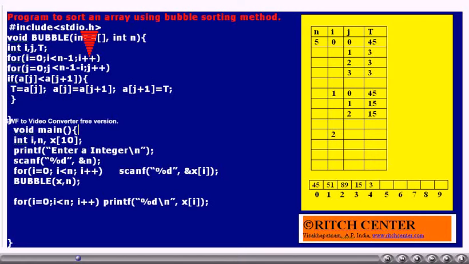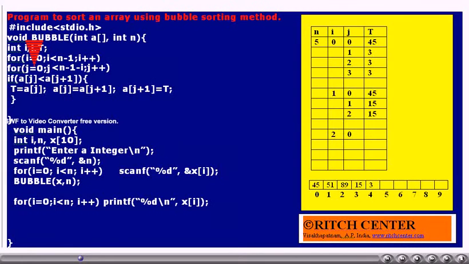Now j value will be incremented by 1. Thus j value becomes 3. J, is it less than n minus 1 minus I? That is 3. No. Thus we will come out from the inner for loop and then the control goes to the outer for loop. I value will be incremented by 1. Thus I value becomes 2 now. I, that is 2, is it less than n minus 1? That is 4. Yes. Thus inner for loop will be executed once more.